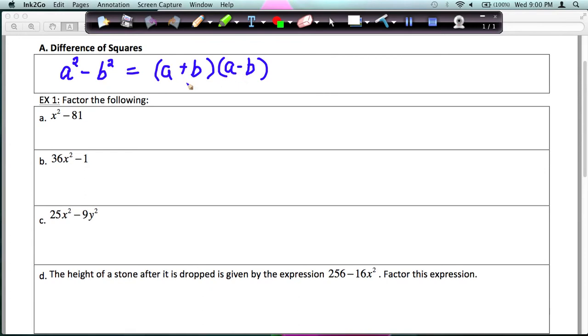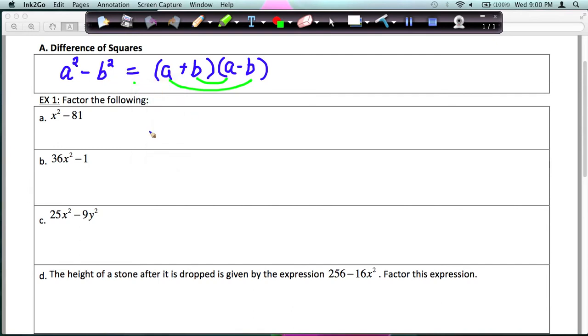So when you do the opposite, when you FOIL an example like this, you would see that the middle terms would have canceled out, right? We would have had the outside terms and the inside terms. One's negative, one's positive, and they would cancel out. And that's why you only have a squared minus b squared.